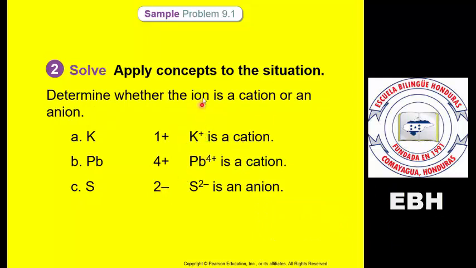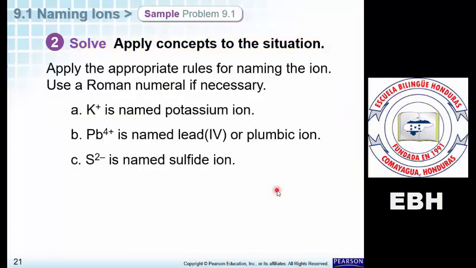And the last part, you have to name it as a cation or anion. It depends on the charge. You really know this. If it is positive, we talk about a cation. Over here you have one positive charge, and the other element has 4 positive charge. Both are cations because they are positive charges. And when you have a negative charge, it is an anion. You know that. So apply the concept to the situation. Apply the appropriate rules for naming the ion. Use the Roman numeral if necessary.